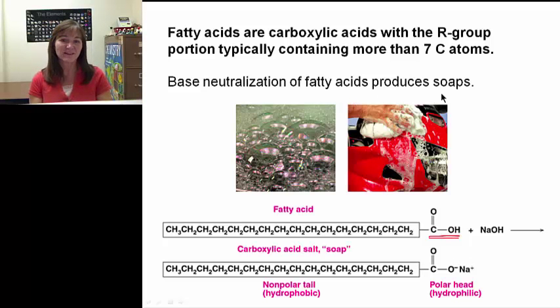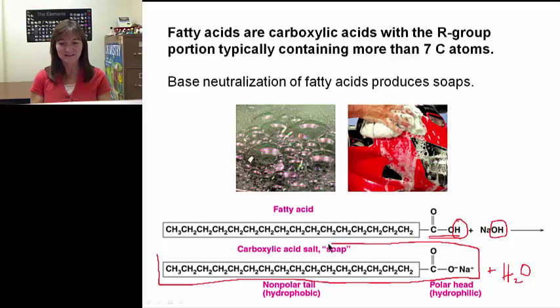Base neutralization of fatty acids produces soaps. So here is a fatty acid. We're reacting it with sodium hydroxide. The fatty acid is just going to do what all good acids do, and lose its hydrogen ion. The base is going to donate its hydroxide ion, and those two are going to come together to produce water, which is not being shown on this slide. And then the sodium ion is going to come over here and hang out with the oxygen anion. So this right here is what we call a soap molecule, and we're going to talk more about it. But it's good to know the way you make soap is to react a fatty acid with a strong base.